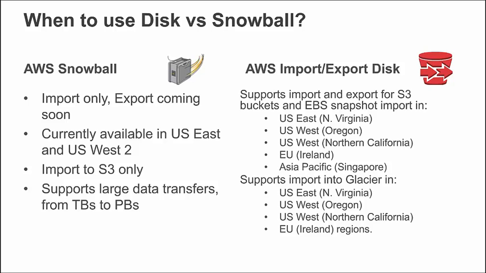You use it when you need to export data out of AWS until Snowball adds that functionality, and also in regions where Snowball is not yet supported. At this time, Snowball is only supported in the US, but we hope to expand it globally in the near future. And lastly, when you need to import directly into EBS or Glacier, something that Snowball doesn't support. In any other situation, Snowball is usually going to be more scalable, cost-effective, and simpler to use than disk.